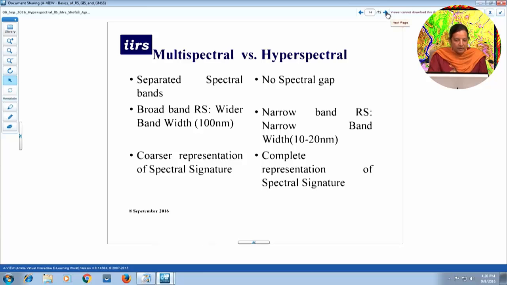So here multispectral is separated spectral bands, no spectral gap. This is what I meant by contiguity. There is no spectral gap between the observations. This is broadband, where my bandwidth may vary from 60 to 100 nanometers. This is a narrow bandwidth, where my bandwidth is of the order of 10 nanometers or even less than 10 nanometers. Multispectral provides a coarser representation of the spectral signature. What we saw, we had only a few observations, whereas hyperspectral provides a complete representation of the spectral signature.